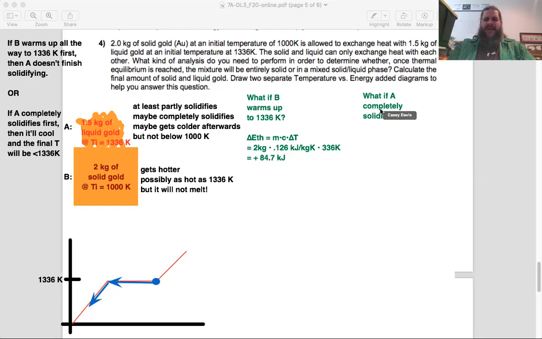And what about object A? For object A to completely solidify, what type of energy is involved there? Yeah, delta E bond. And what's our usual formula for that?